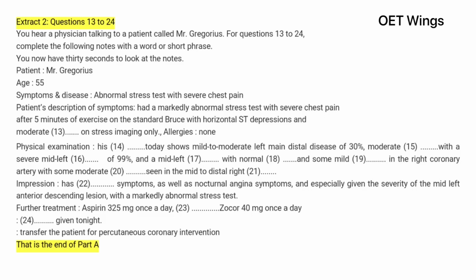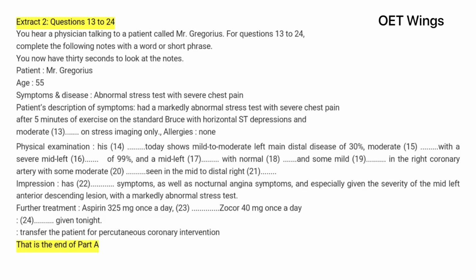Well, his cardiac catheterization today shows mild to moderate left main distal disease of 30%, moderate proximal left anterior descending coronary artery with a severe mid-left anterior descending coronary artery lesion of 99%, and a mid-left circumflex lesion of 80% with normal left ventricle function and some mild luminal irregularities in the right coronary artery with some moderate stenosis seen in the mid to distal right posterior descending artery. He shows rest anginal symptoms, as well as nocturnal angina symptoms, and especially given the severity of the mid-left anterior descending lesion with a markedly abnormal stress test.